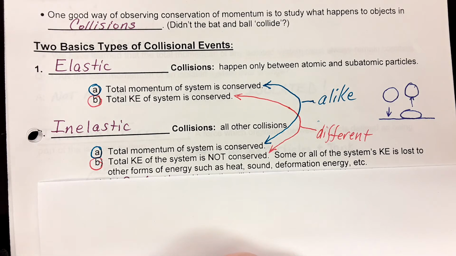Now, momentum is conserved for both, but kinetic energy is only conserved for elastic collisions. It is not conserved for inelastic collisions. So that's how we know what type of collision we have. What happens to the kinetic energy tells us.